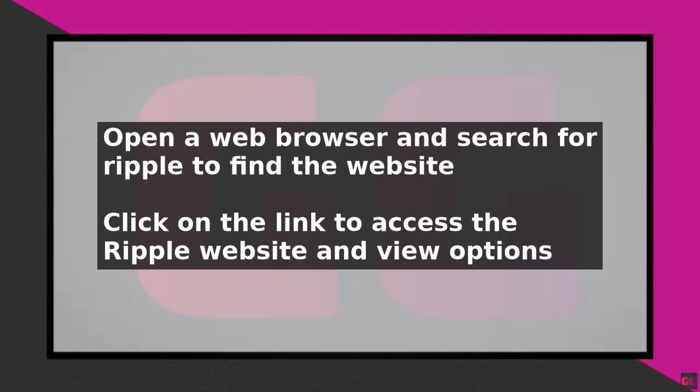To get started, open a web browser and search for Ripl, which should bring up the Ripl.com website as one of the top results. Clicking on this link will take you to the Ripl website, where you'll see various options such as Create, Features, Pricing, Blog, as well as Login and Sign Up buttons.